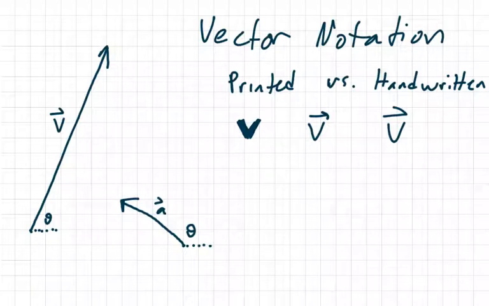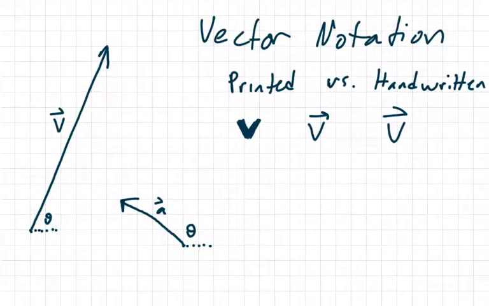That's the vector V. This right here is the vector A. All right, the vector A. That's the vector V. Here's the vector A. So when you see those notations, that means they're vectors. If you see bolded letters, it means it's a vector.